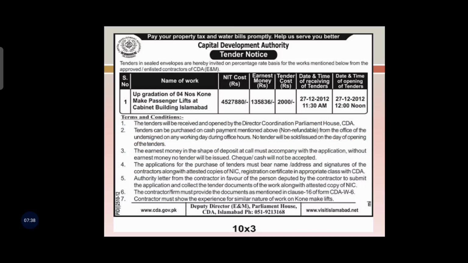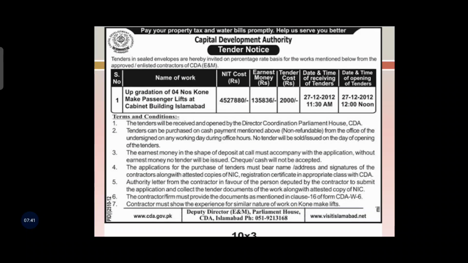See here, this is your newspaper tender. This type of tender comes in the daily newspaper. There are lots of tenders that come in newspapers. You have to collect those tenders. You have to learn those tenders and understand what has to be written, what has to be done. See, you can see here the tender: pay your property tax and water bills promptly, help us serve you better. So this is from the Capital Development Authority.